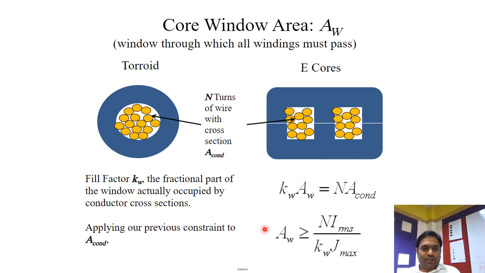According to the previous constraint, where we considered that the conductor wire area must be greater than or equal to I RMS upon Jmax, with this equation it will lead to the area of the core window being greater than or equal to the number of turns multiplied by the I RMS current upon Kw, the fill factor, times Jmax.